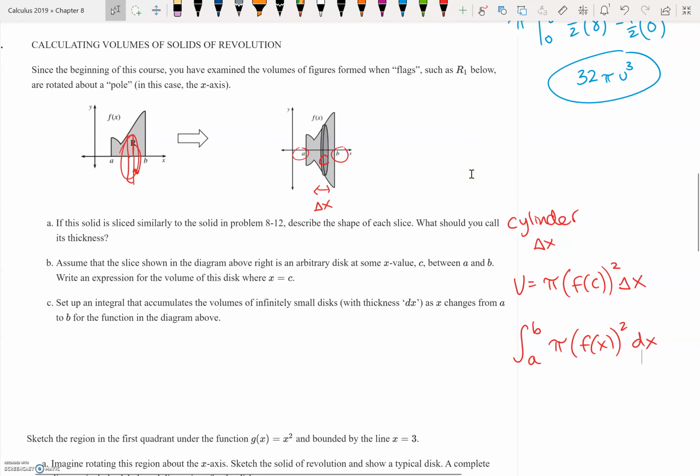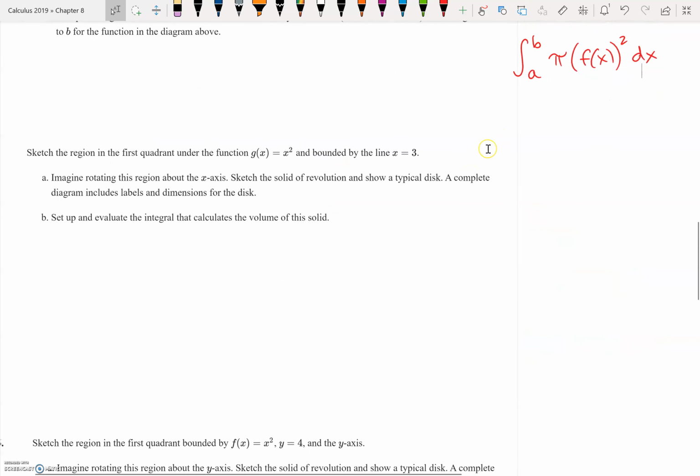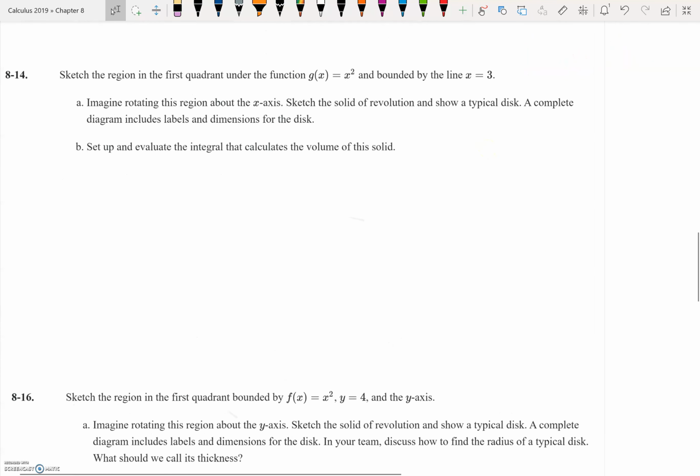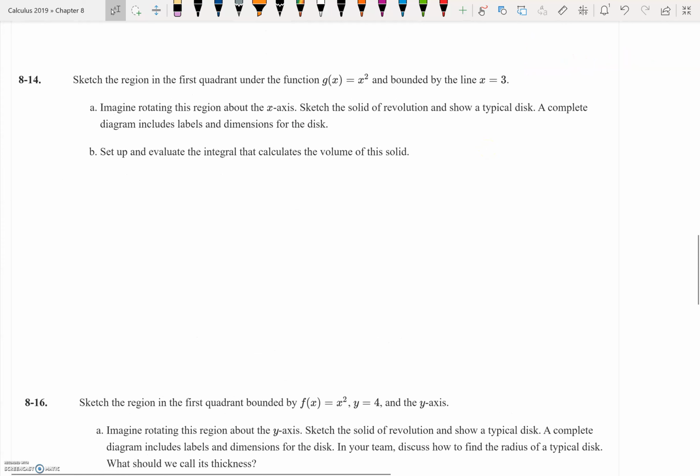And then the last, I think we're going to do two more. So we might have two more. Time for two more. We're going to sketch a region in the first quadrant of g of x equals x squared. So our graph looks like x squared, bounded by the line x equals 3. Oh, it's in the first quadrant, so I actually don't need this one. Bounded by the line x equals 3. So 1, 2, 3. This is 3.